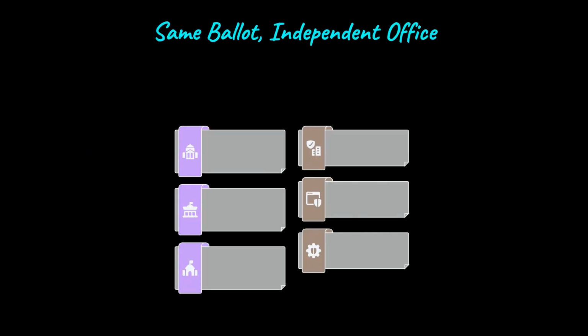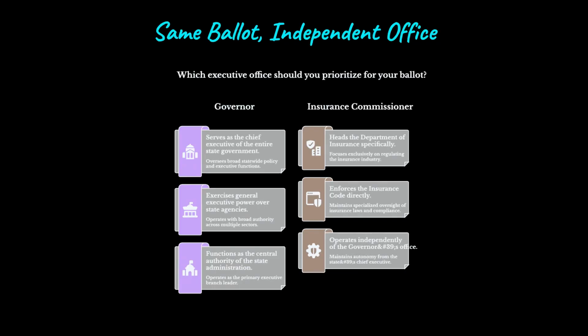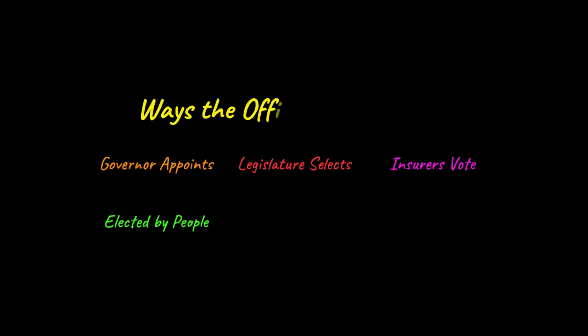Picture a statewide election where, on the same ballot that decides the governor, voters also choose the insurance commissioner. The winner runs the Department of Insurance, enforces the insurance code, and remains independent of the governor, accountable only to the voters who elected them.